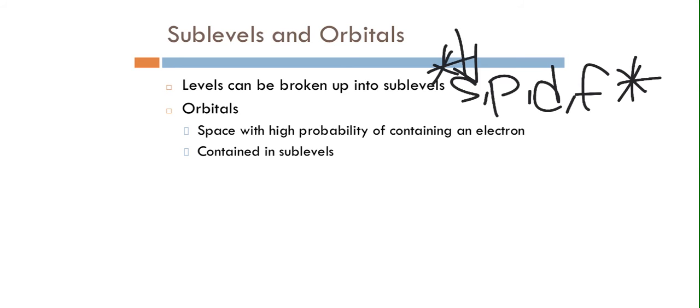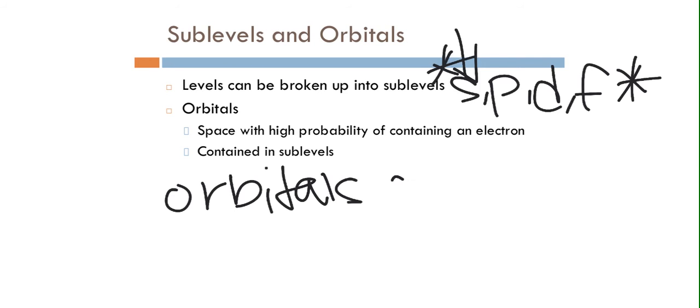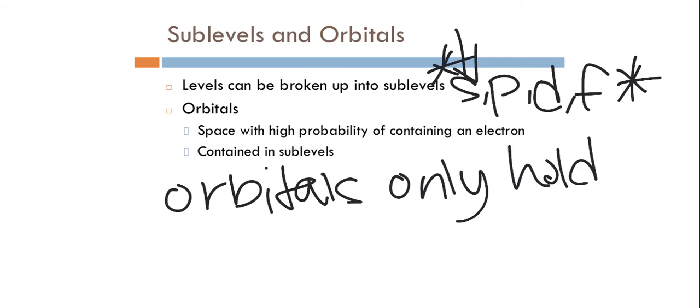Orbitals can only hold 2 electrons. I'm going to even write it because that's how important I think it is. Orbitals only hold 2 electrons. Super important. They only hold 2 electrons. So that means if an atom has a lot of electrons, where do they go? Well, different sublevels have different amounts of orbitals. So an S sublevel has 1 orbital. That means in the S sublevel, you can only hold 2 electrons max, and then you must move on.